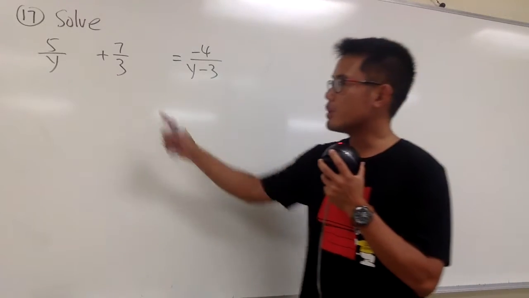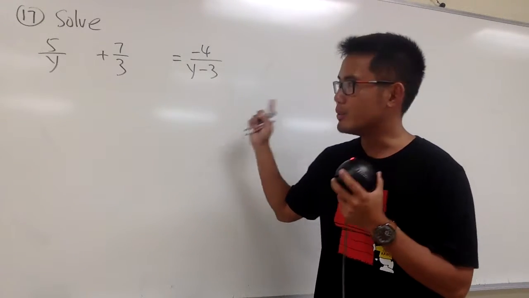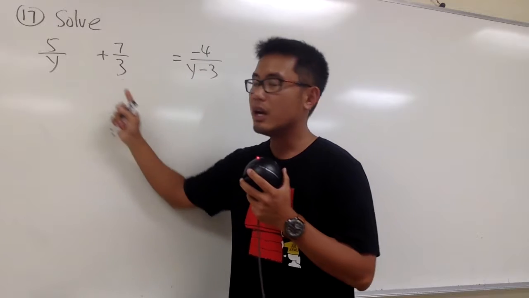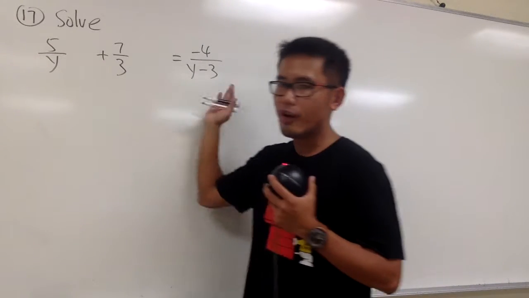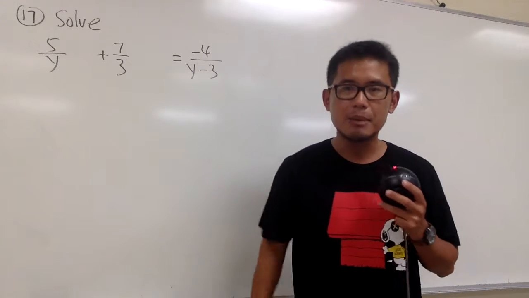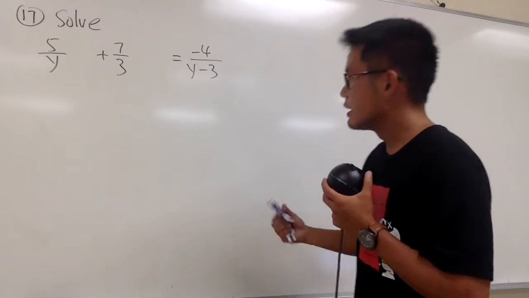Okay, for number 17, we'll be solving this rational equation. And to do this, we'll be first looking for the lowest common denominator, and we'll multiply every fraction by the lowest common denominator, okay? So let's do that.